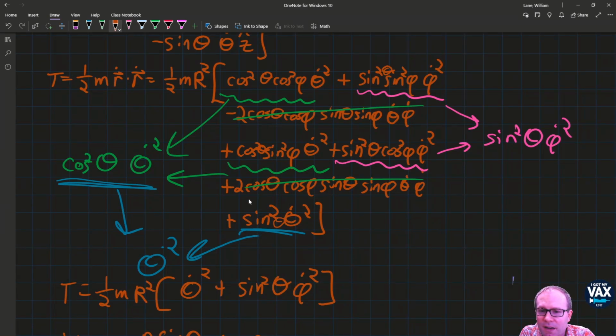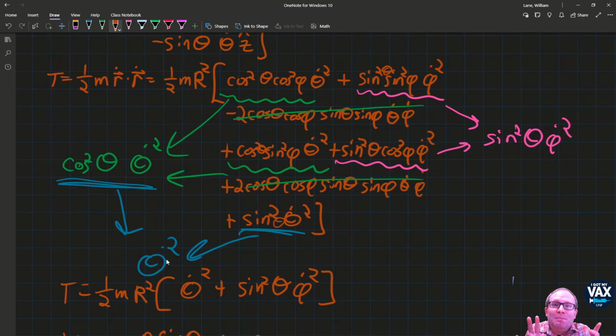And then lastly here, we've got the sine squared theta dot squared. Well, that doesn't really have anything interesting in it, until I realize that here I've got cosine squared theta and here I've got sine squared theta. And so if I combine those two together, I just get theta dot squared. So these two green things and this blue thing all combine together just to give me theta dot squared.